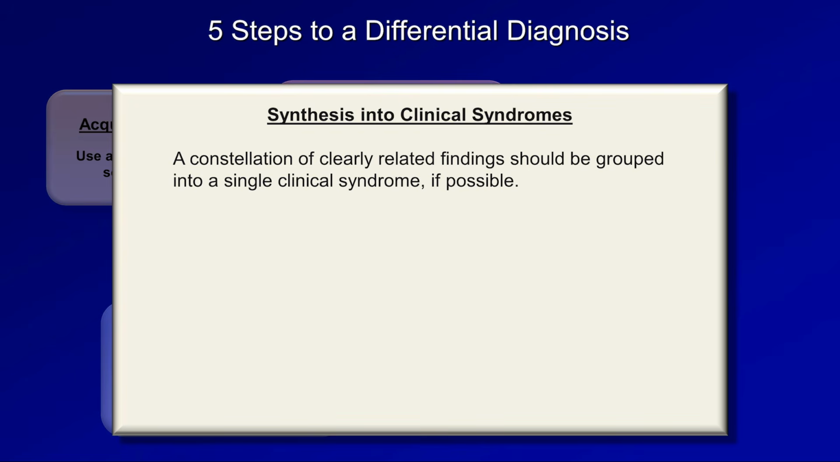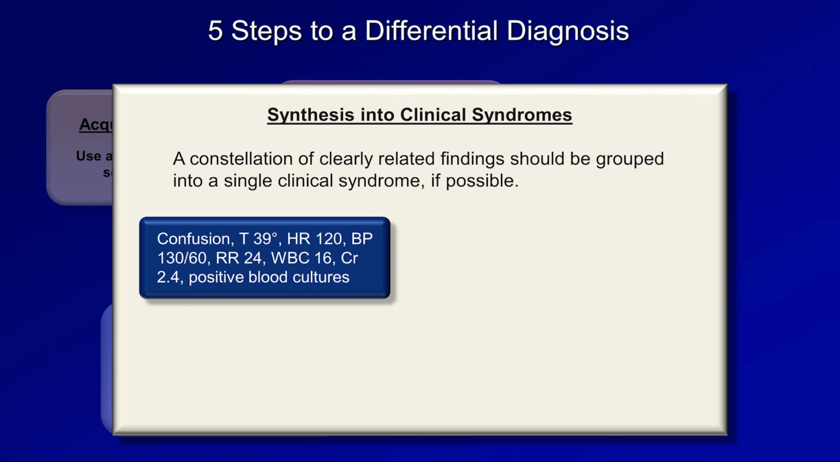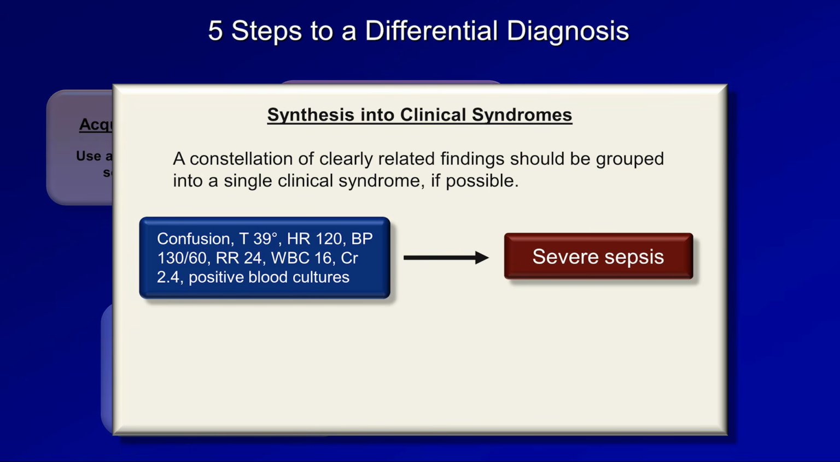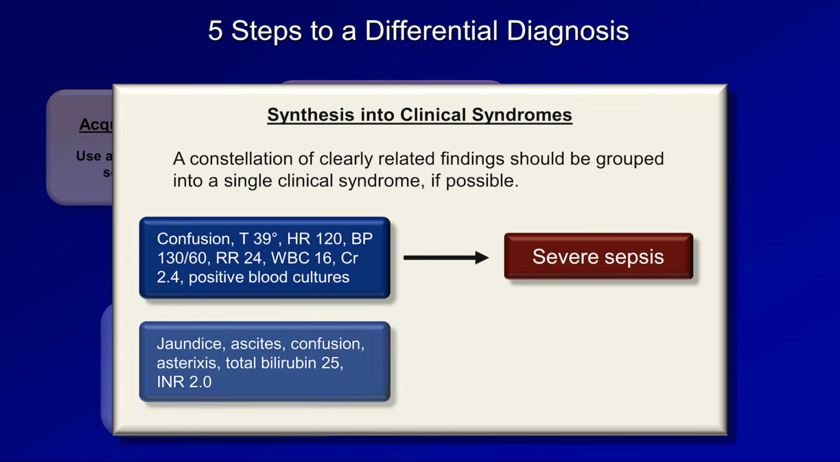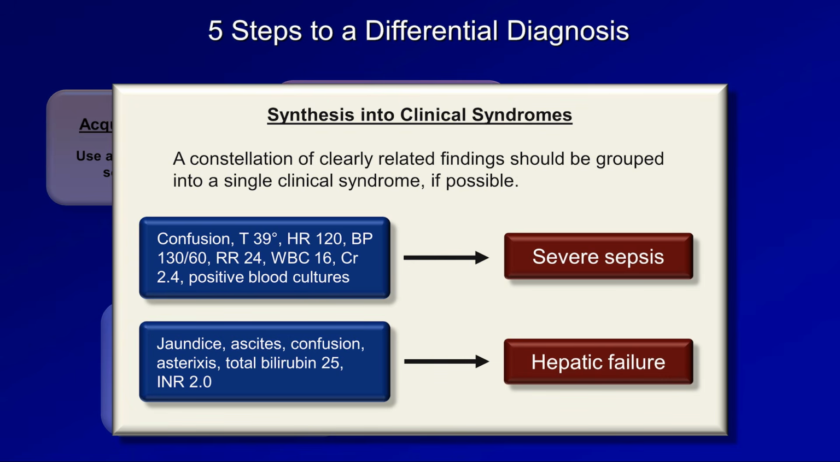For example, if a patient has confusion, a fever to 39 degrees, heart rate of 120 beats per minute, blood pressure of 130/60, respiratory rate 24, white blood cell count 16,000, creatinine of 2.4, and positive blood cultures, you can synthesize that as severe sepsis. And if another patient has jaundice, ascites, confusion, asterixis, a total bili of 25 and an INR of 2, that can be summarized as hepatic failure.